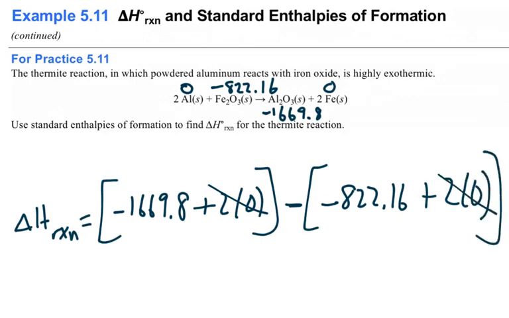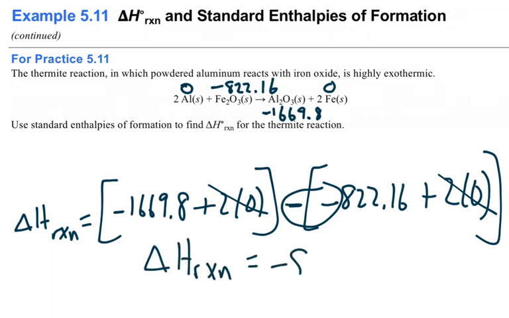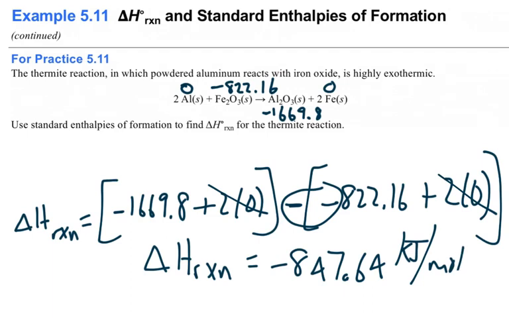Okay, so mathematically this one shouldn't be too complex. The answer is going to be negative 1669.8, and then this basically becomes plus 822.16, and we get a delta H for the reaction of negative 847.64 kilojoules per mole. Okay, moving on to the next problem.